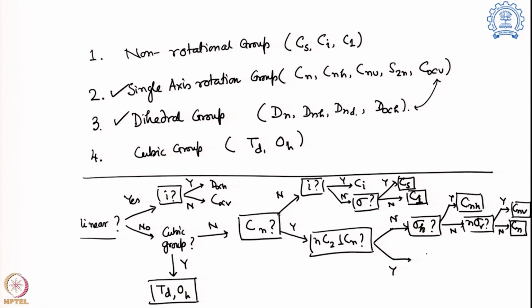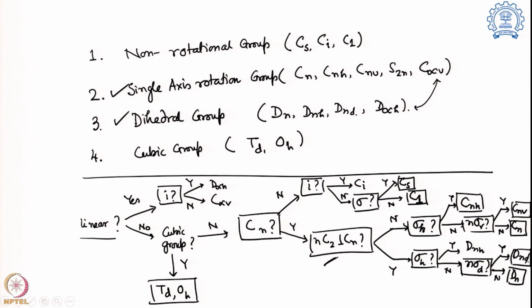In dihedral groups, all the rest remains the same, only it has an extra number of C2s perpendicular to Cn. If the answer is yes, it belongs to DnH. If the answer is no, then we ask, do you have n number of sigma D's or not? If the answer is yes, the answer will be DnD. If the answer is no, it belongs to Dn point group.